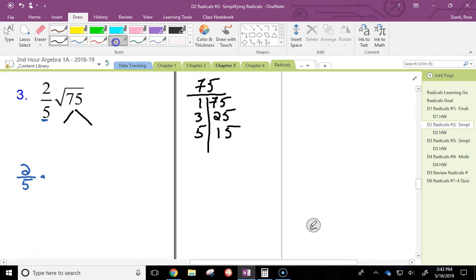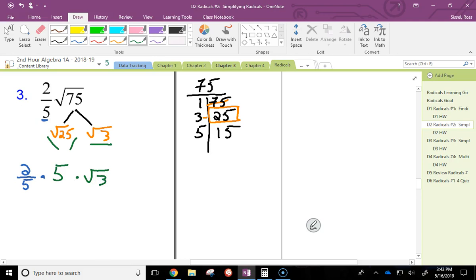Okay, so now I have to look for my largest perfect square. 75? No, nothing. 8 times 8 is 64. 9 times 9 is 81, so no. 25? Absolutely. 5 times 5. So I'm going to say the square root of 25, and its factoring partner is the 3. So times the square root of 3. Square root of 25 is 5. Square root of 3 is left alone.